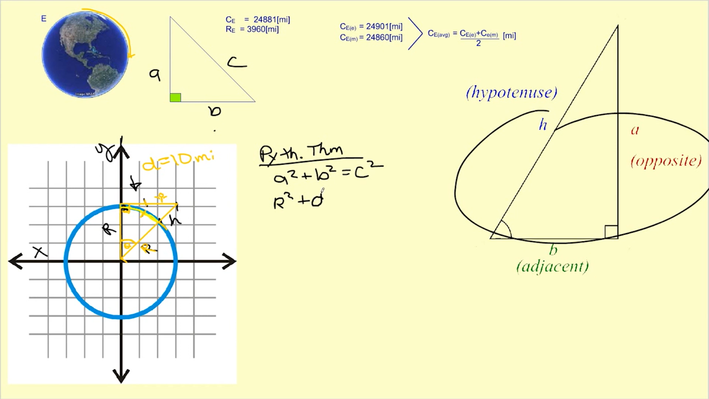Call that D, distance, squared, equals... uh-oh, hypotenuse. What is that? Well, r plus h, isn't it? But they're together, so you have to keep them together. Let's put them inside parentheses. R squared plus d squared equals (r plus h) squared. Well, what we're really interested in is h.